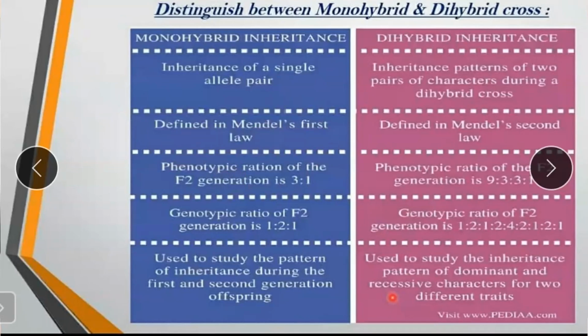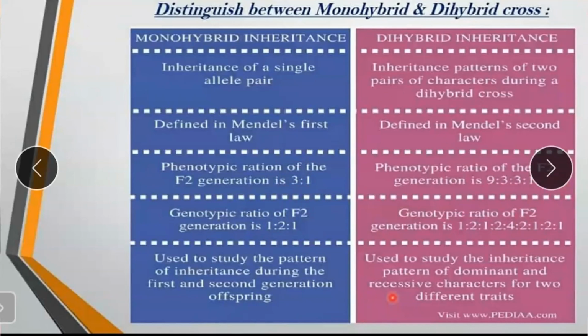And in dihybrid, the phenotypic ratio of the F2 generation is 9:3:3:1. What about the genotypic ratio in the monohybrid F2 generation? It is 1:2:1. And in dihybrid inheritance, the genotypic ratio of the F2 generation is 1:2:2:4:2:1:2:1:1. Means total numbers you can add, you can get.